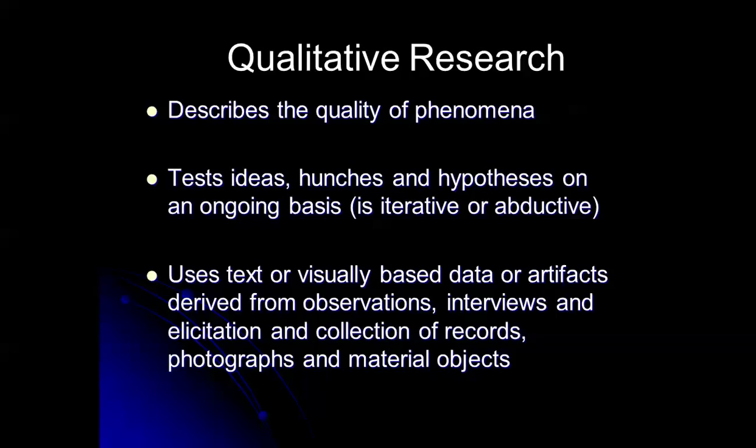In qualitative research, we usually use text or visually based data, although we use many other forms of data as well. Our data are derived from observations, from interviews, from a number of different elicitation techniques, and the collection of various types of records, material objects, cultural artifacts, photographs, and so on. Anything that helps us to tell the story of what is going on in the life of a person, a setting, an institution, and so on.